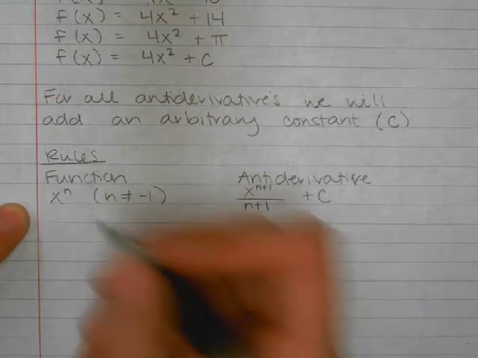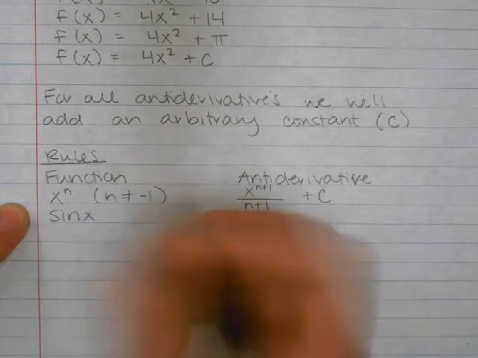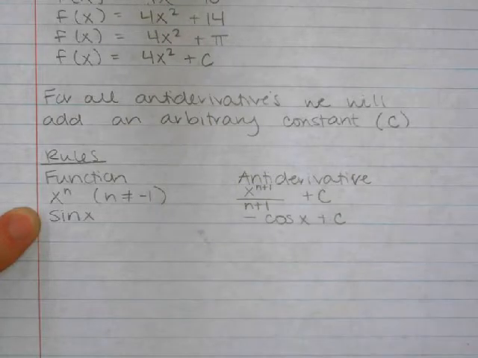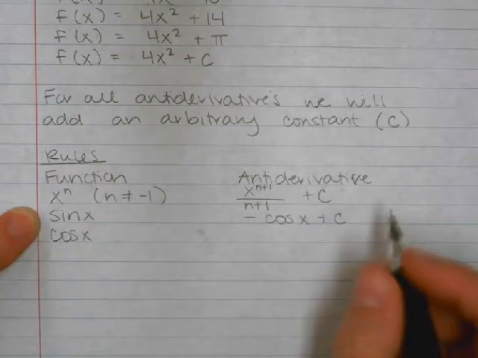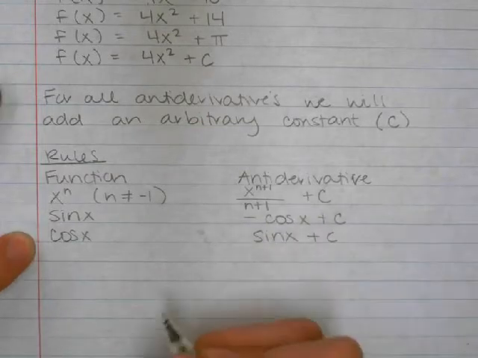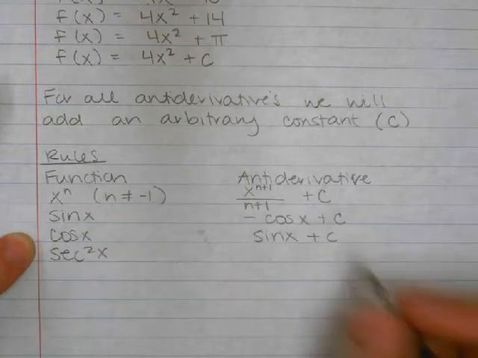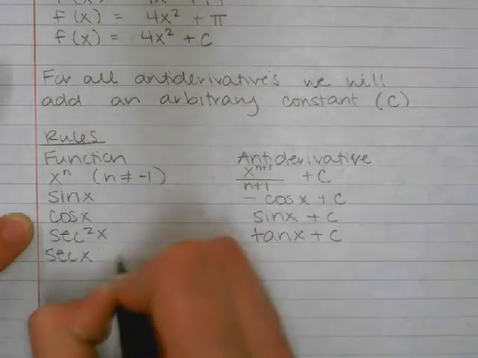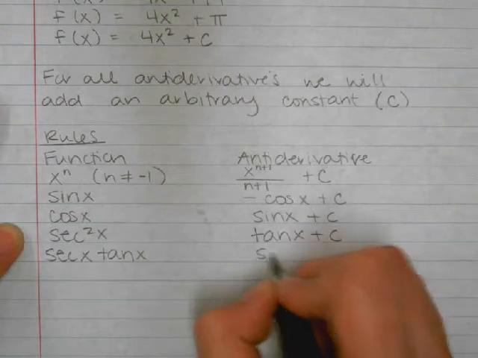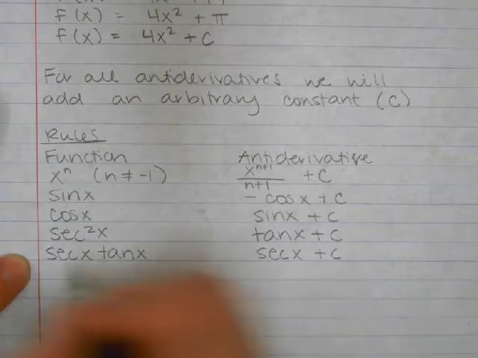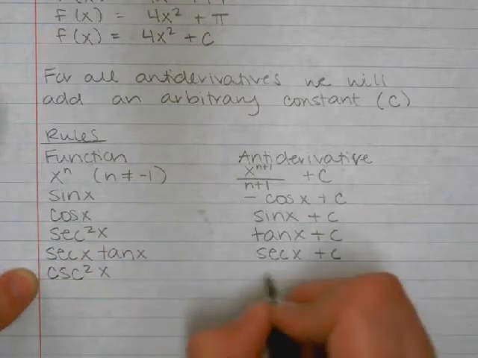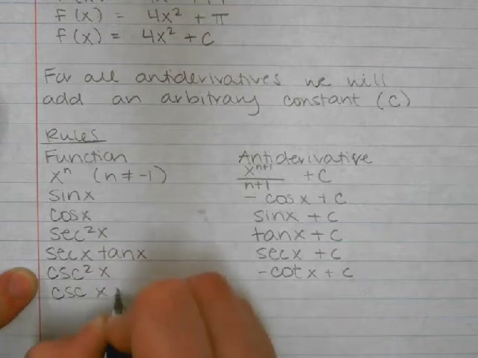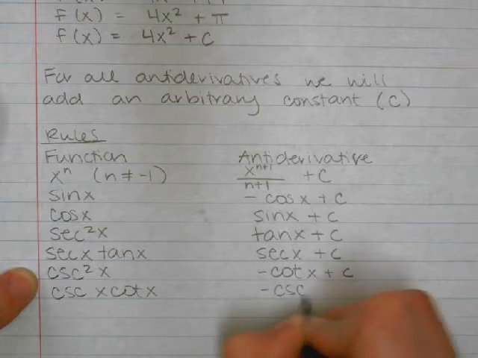All right, and that's going to deal with a lot of our derivatives. And now we want to look at the antiderivative for all the trig functions. So if the function was sine x, then the antiderivative of that is negative cos x. If the function is cos x, then the antiderivative of that is sine x plus c. If the function is secant squared x, then the antiderivative of that is tan x plus c. If the function is secant of x tan x, then the antiderivative of that is secant x plus c. If the function is cosecant squared x, then the antiderivative of that is negative cotangent x plus c. If the function is cosecant x cotangent x, then the antiderivative of that is negative cosecant x plus c.